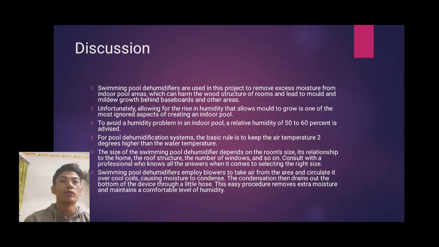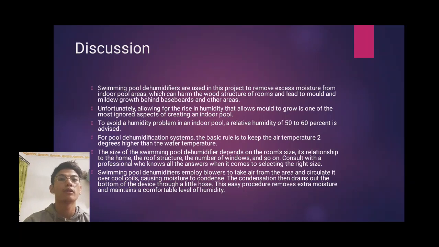To avoid a humidity problem in an indoor pool, a relative humidity of 50 to 60% is advised. For a pool dehumidification system, the basic rule is to keep the air temperature 2 degrees higher than the water temperature. The size of the swimming pool dehumidifier depends on the room size, its relationship to the home, the roof structure, the number of windows, and so on. Consult with a professional who knows all the answers when it comes to selecting the right size.